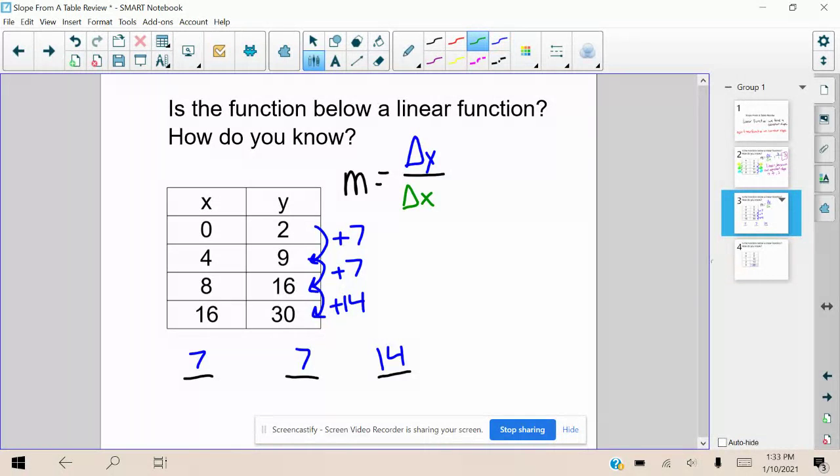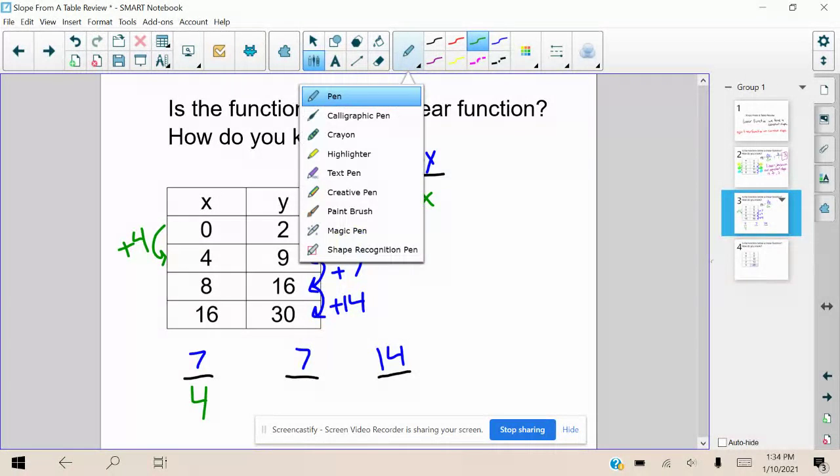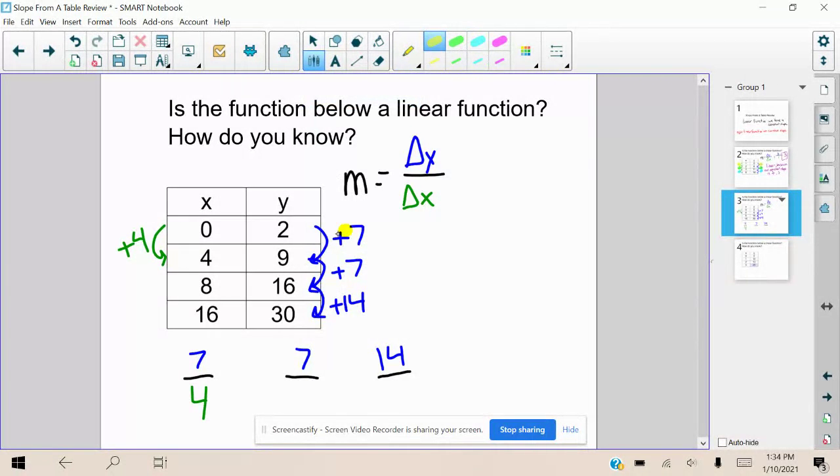So this is what I mean by that. We're going to start out with our x value, so 0 goes to 4. And the way this happened was we added 4. Well, in that first change of y was 7, so we have 7 over 4. If I were to highlight this to show you visually even more, it was 7 and 4, that's this value.